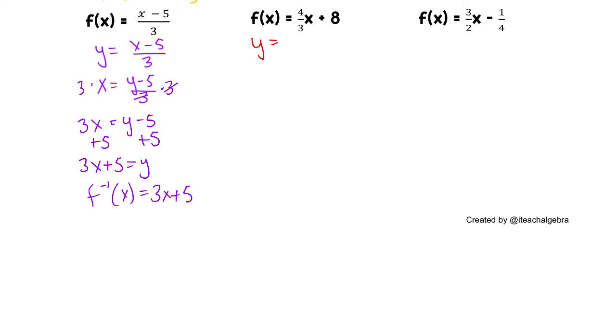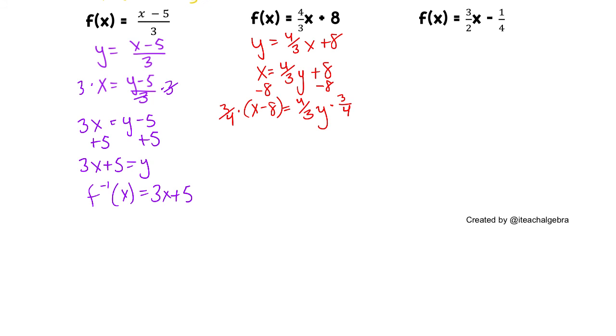Replace f of x with y. So y is 4/3 x plus 8. x and y trade spots. x equals 4/3 y plus 8. Solve for y. Subtract 8 from both sides. x minus 8 is 4/3 times y. Now we multiply by the reciprocal.